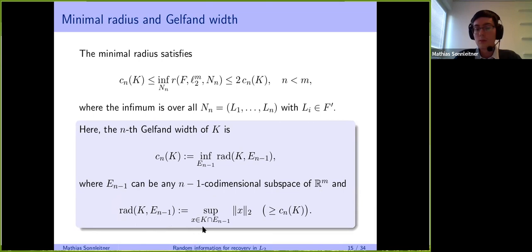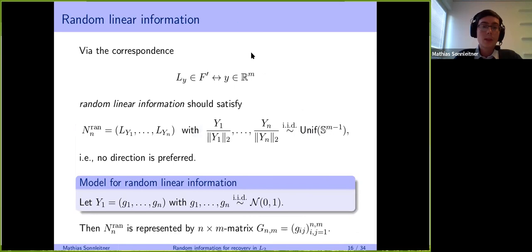So it's the supremum over all x in the intersection with the subspace. And this is at least the Gelfand width. So we can study, instead of the radius of information, analogously the radius of such sections. And if we take now random linear information, we arrive at the following.